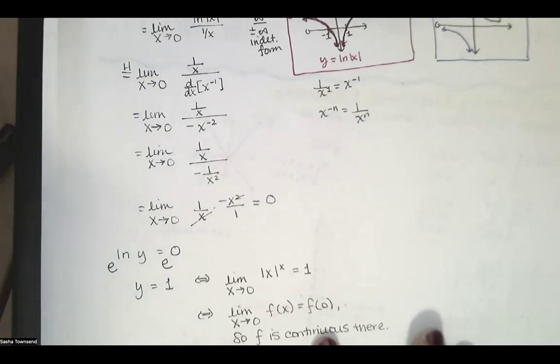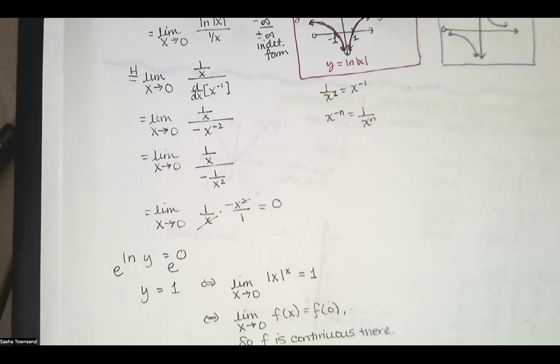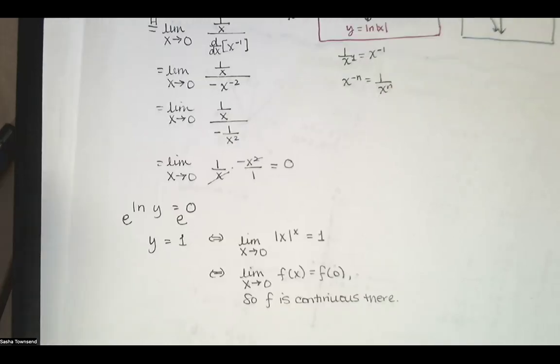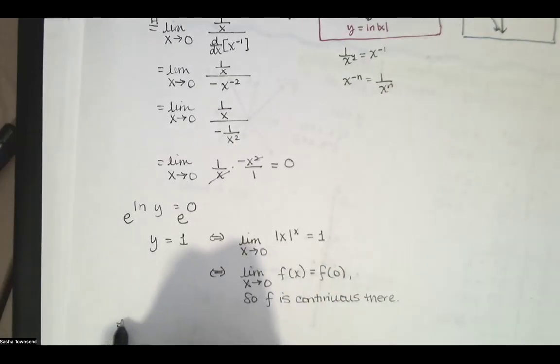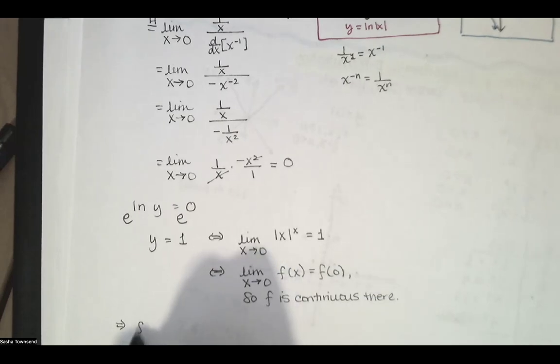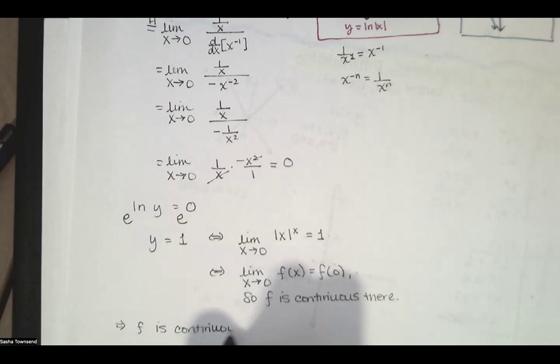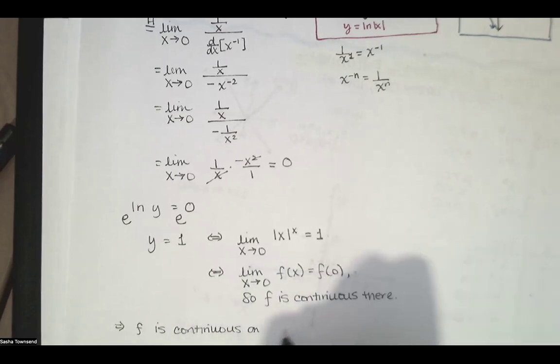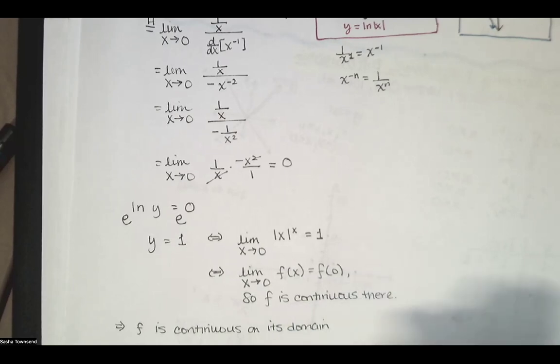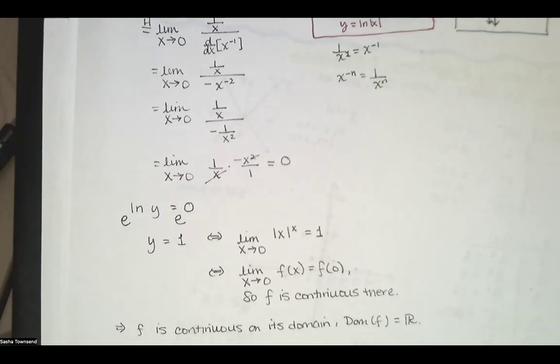So now we know the function is continuous at 0, and it was continuous for all the other real numbers. So the function is continuous for all real numbers. It's continuous on its domain. And the domain of f is all real numbers. Okay, so now we know that.